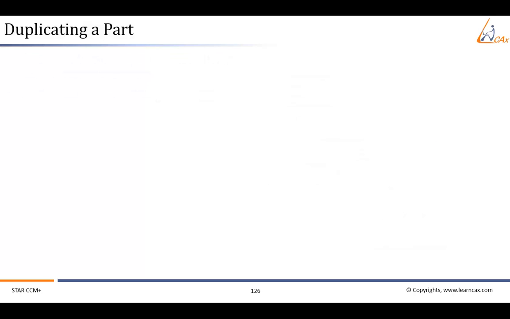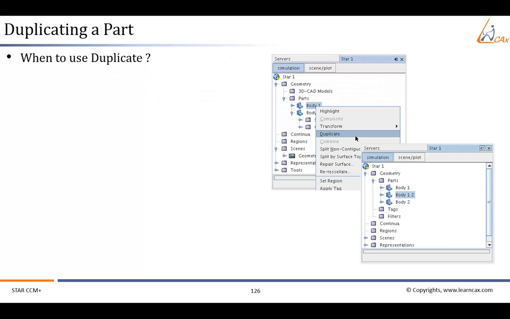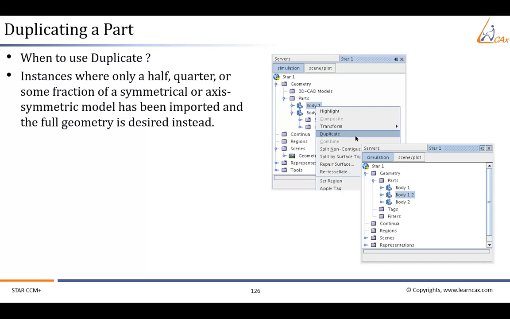The next operation is duplicating a part. You can duplicate a part in instances where only a half, quarter, or some fraction of a symmetrical or axisymmetric model has been imported and the full geometry is desired instead.